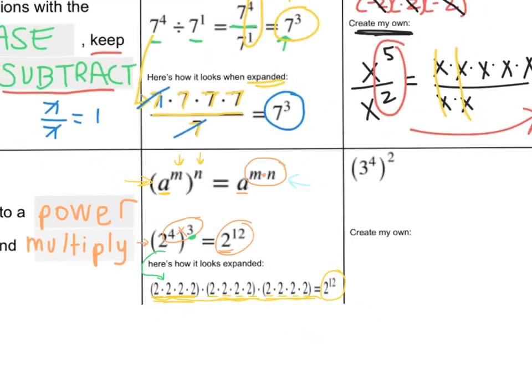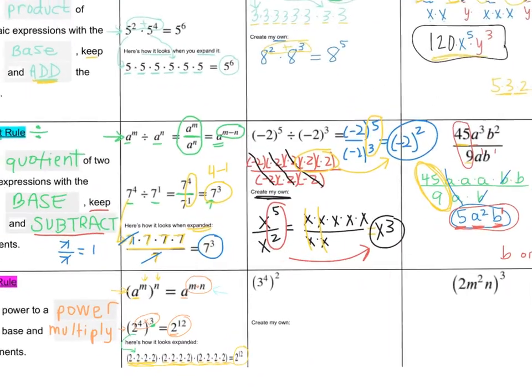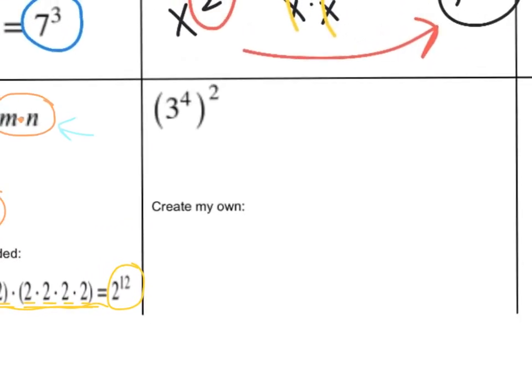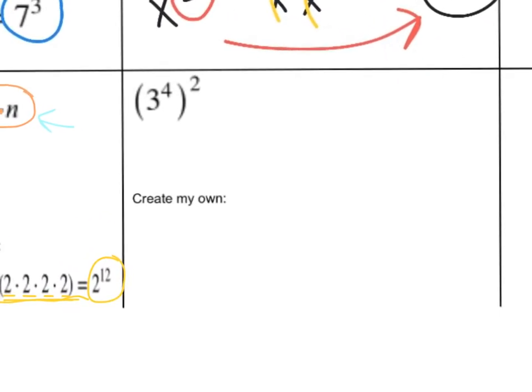Let's move over to the next one and apply the property. So 3 to the 4th raised to the 2nd power. The property says keep the base. So we're going to keep the base and multiply the exponents. So we get 3 to the 8th power.